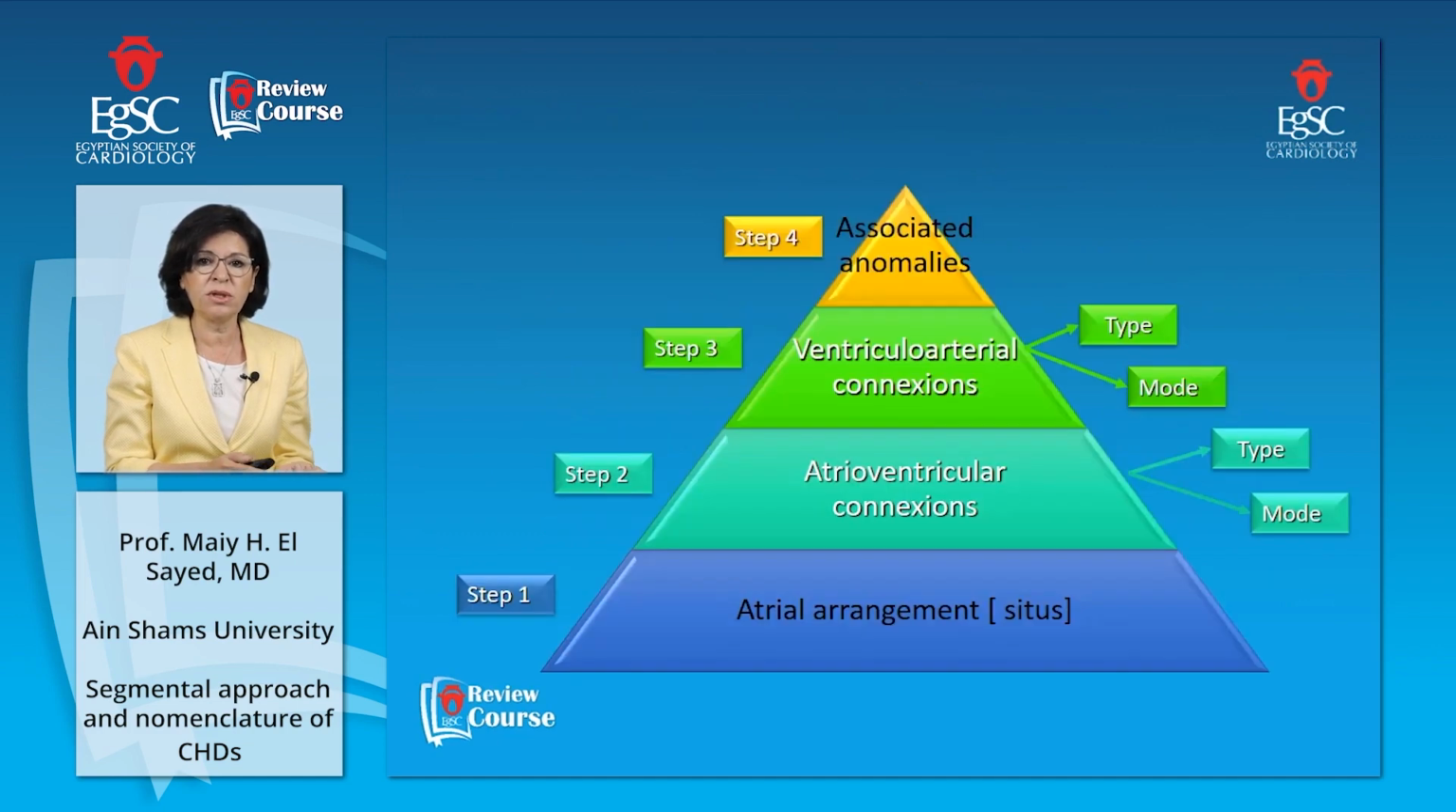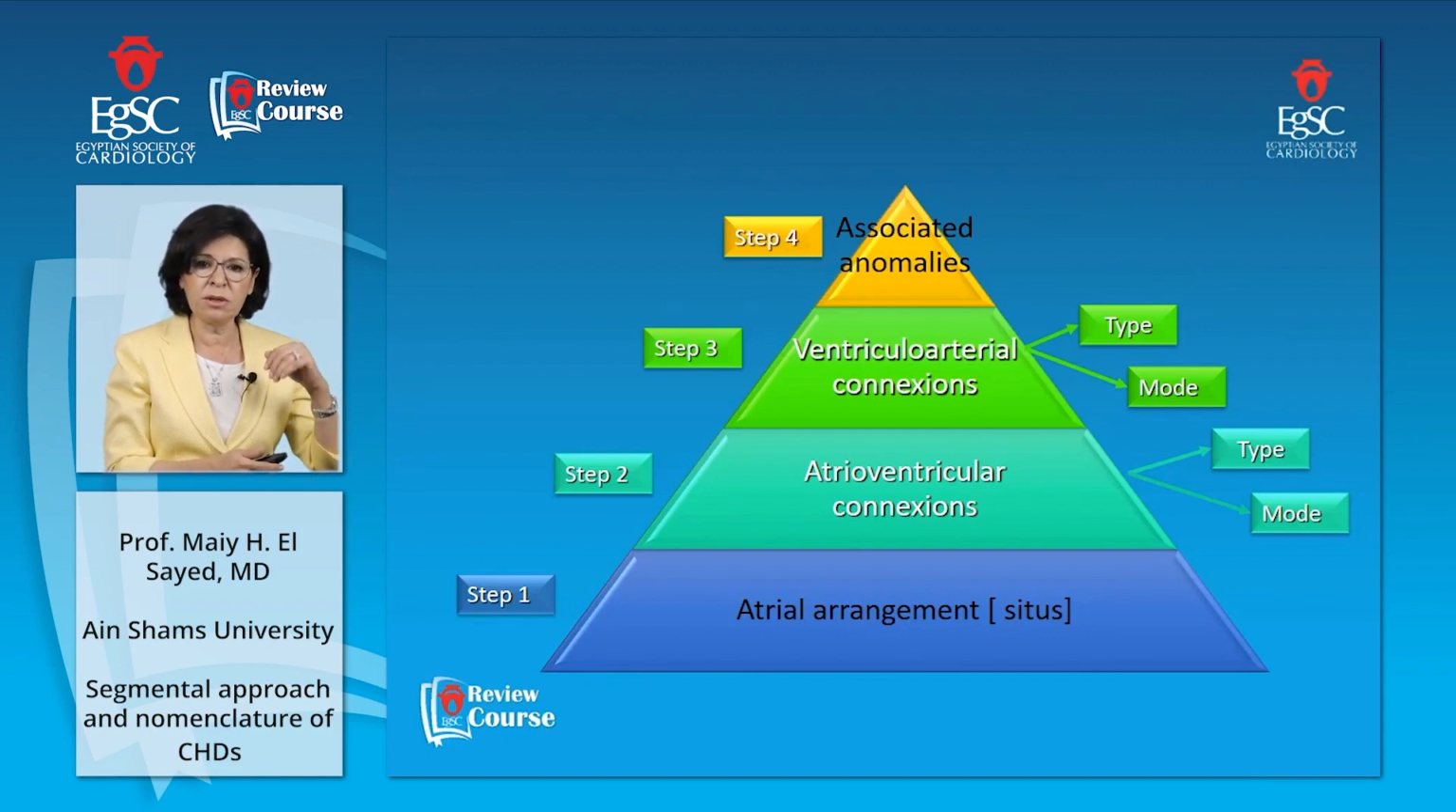So let's go through this. The first step is to identify the atrial arrangements: which atrium is to the right, which is to the left, and whether there are two identical atria, right or left. The second step is to analyze the atrioventricular junction, which comprises two parts: the type, which atria connect to each ventricle, and the mode, which is the morphology of the valve guarding the junction.